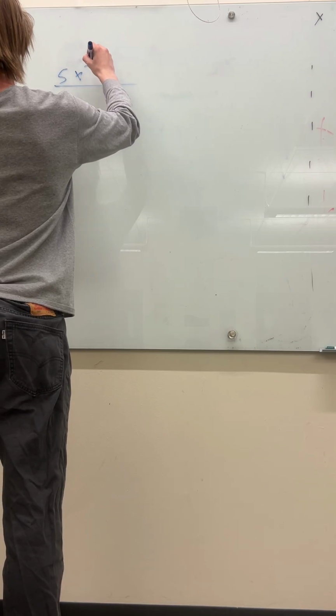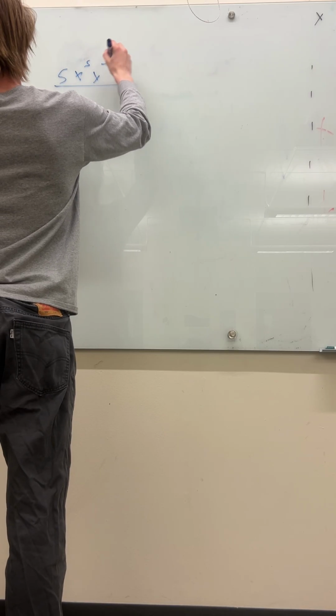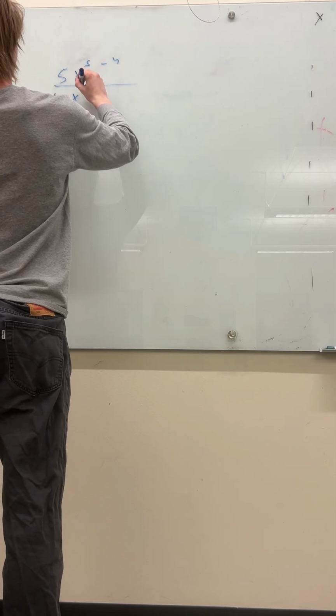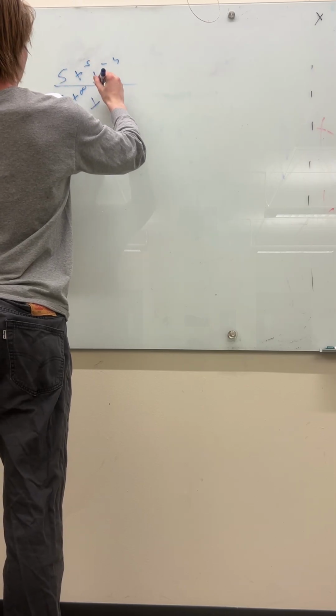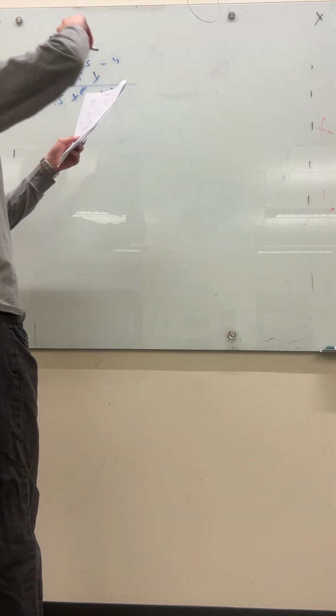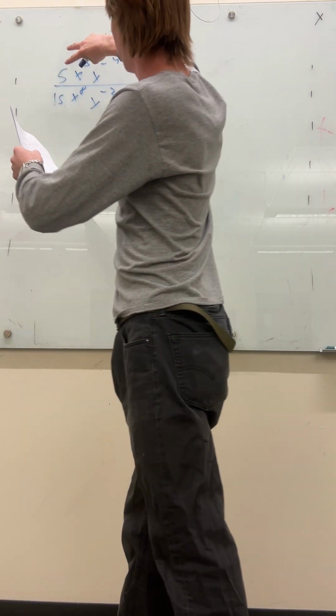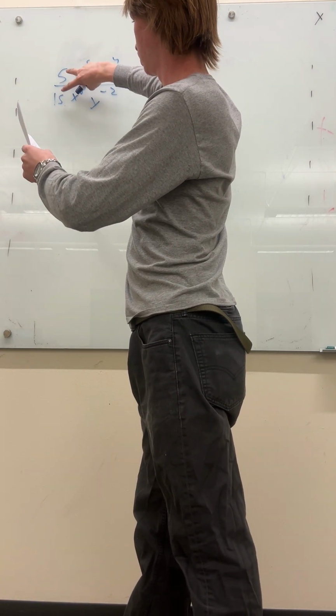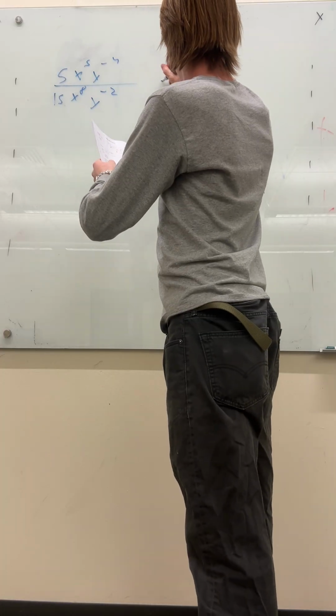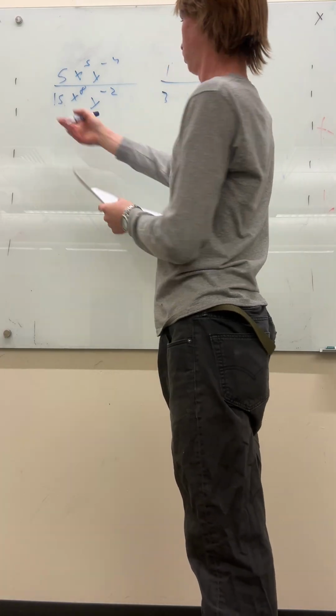5x to the power of 5, y to the power of negative 4, over 15x to the power of 8, y to the power of negative 2. So, first thing we can do is simplify the constants. Make that 1 over 3. Really easy.